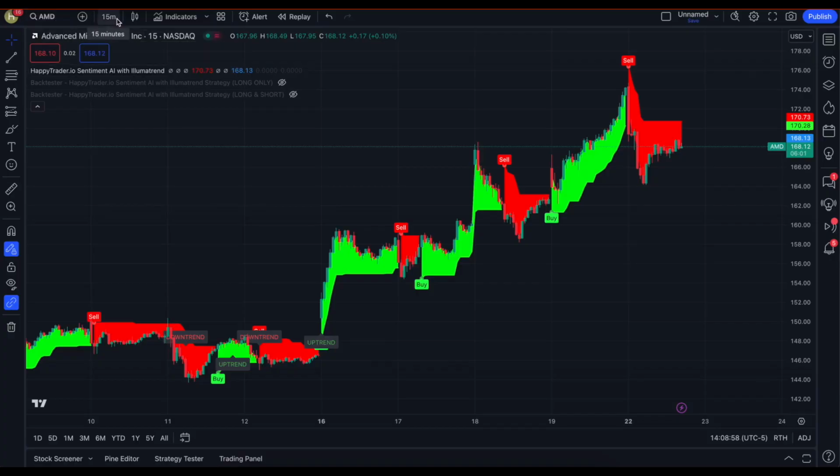Today we have AMD. We're going to be doing a major backtest compared to buy and hold. This is one you're going to want to watch. We're going to be looking at the long only and the long and short.